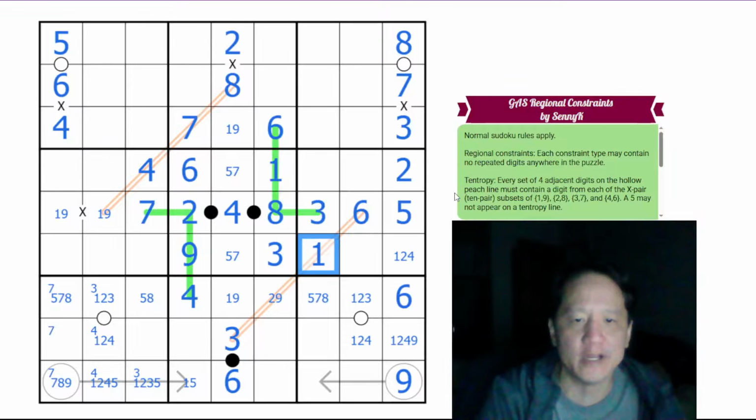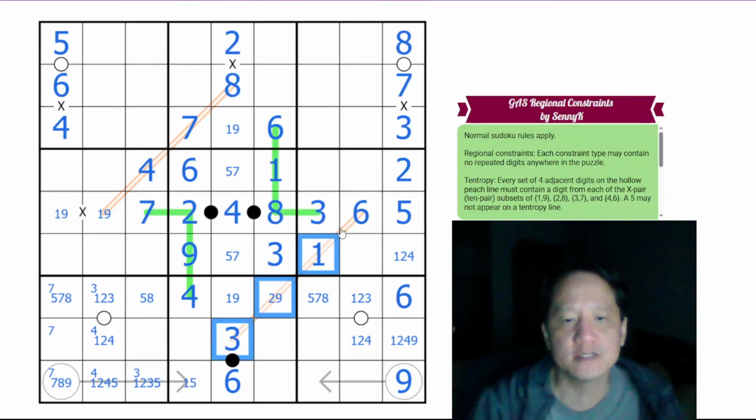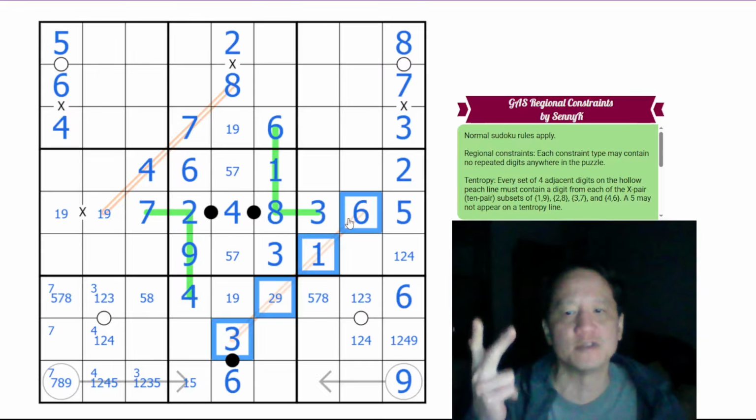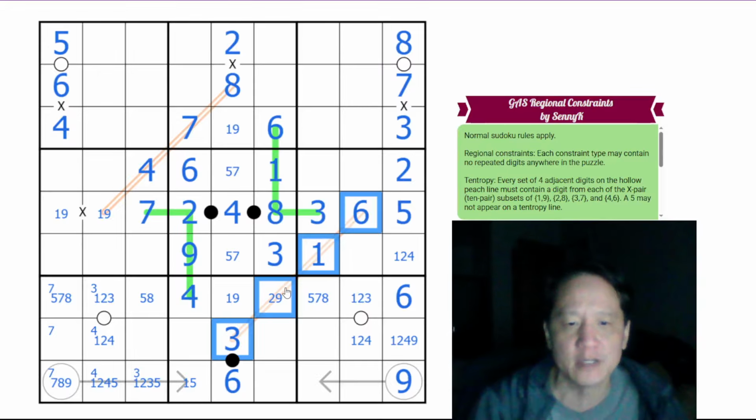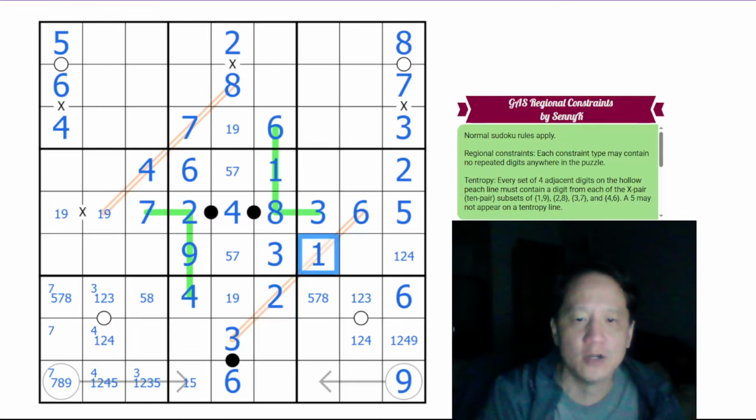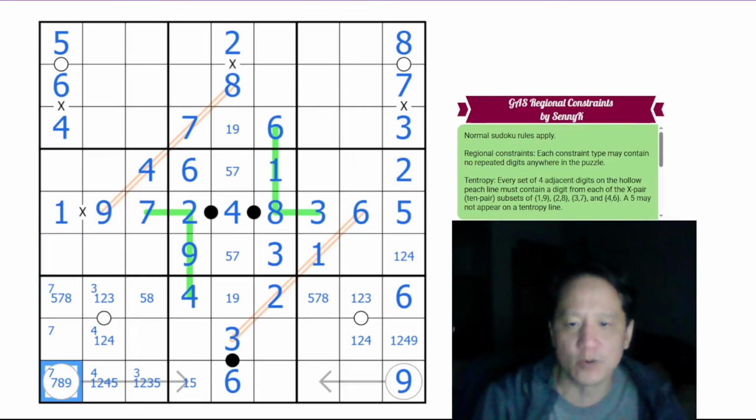This is 1. Therefore, this can't be 9 because this entropy line has to contain 1 from each subset. 1, 9, 2, 8, 3, 7, and 4, 6. And we're missing 2, 8. So this must be 2 here. 1 eliminates 1 because of regional constraints on the entropy line. So this is 9, which makes this 1. This can't be 9 anymore here.